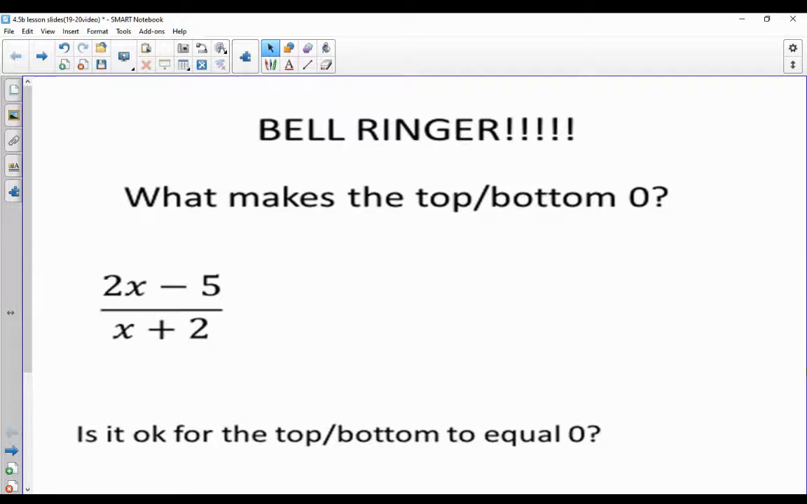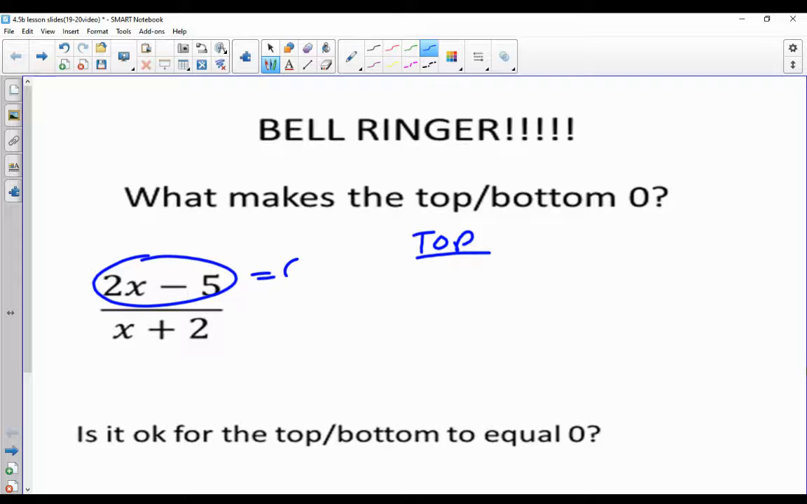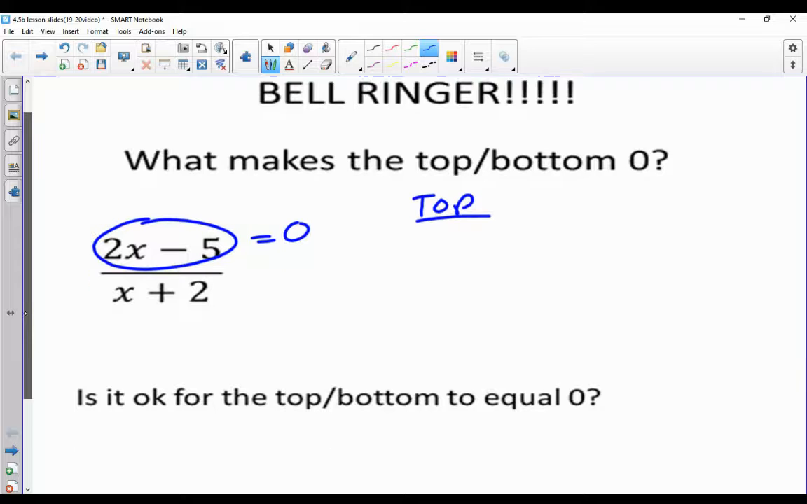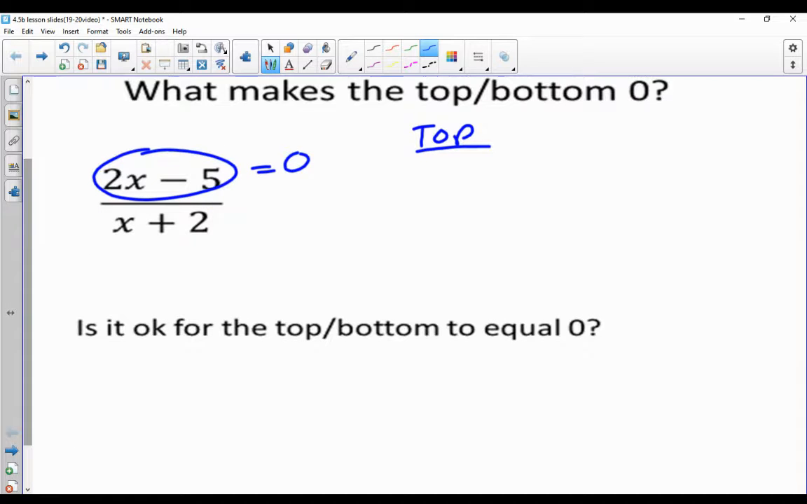Before we start this lesson, I want to do a quick bell ringer. Let's say we have this rational expression, and we want to find out what makes the top 0 and then what makes the bottom 0. So let's first start with the top. In other words, we need to take the top and set it equal to 0. And then we'll solve for x, and that will give us what we're looking for.